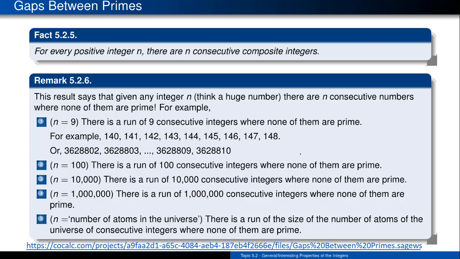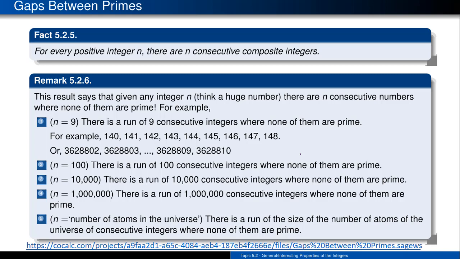So if you start off relatively small, let's say I give you n being 9, what I'm saying is that there's going to be a run of 9 consecutive integers where none of them are prime. In this case, we actually have such a run not so high up. If you go from 140 all the way up to 148, those numbers are all not prime, which is kind of a strange thing. You feel like there should be a prime along the way somewhere, but there's not.